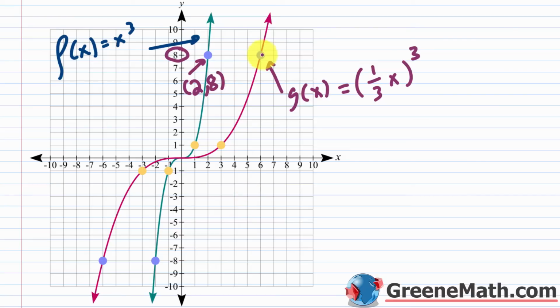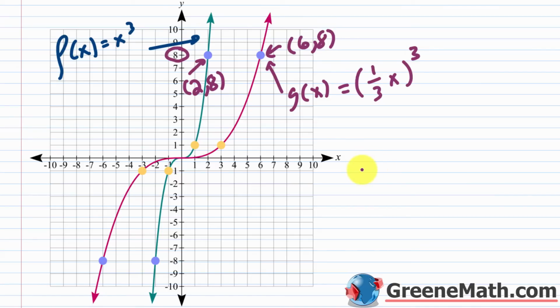Well, how do I get that same y value in my g of x function? Again, I've got to undo what's being done to x. How do I undo multiplication by a third? I've got to multiply by 3. So this guy right here, you would need 2 times 3, that would give you 6. So now this point is going to be 6, 8.